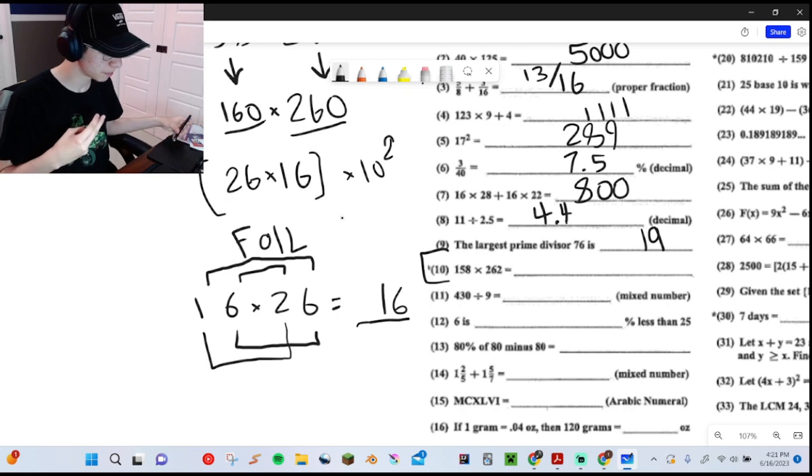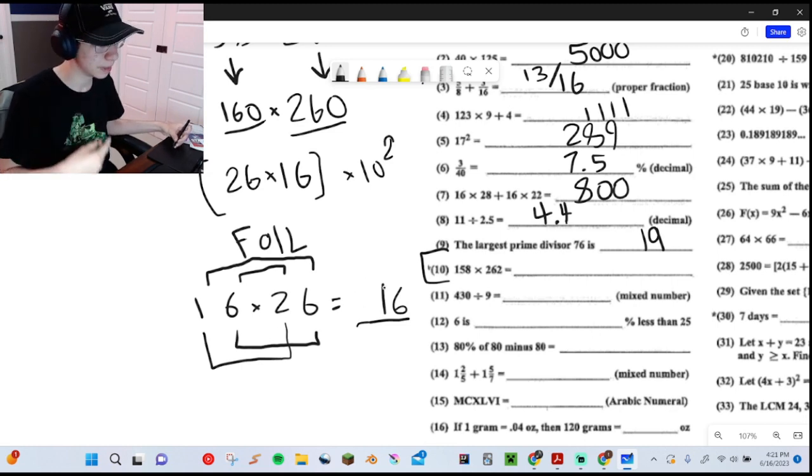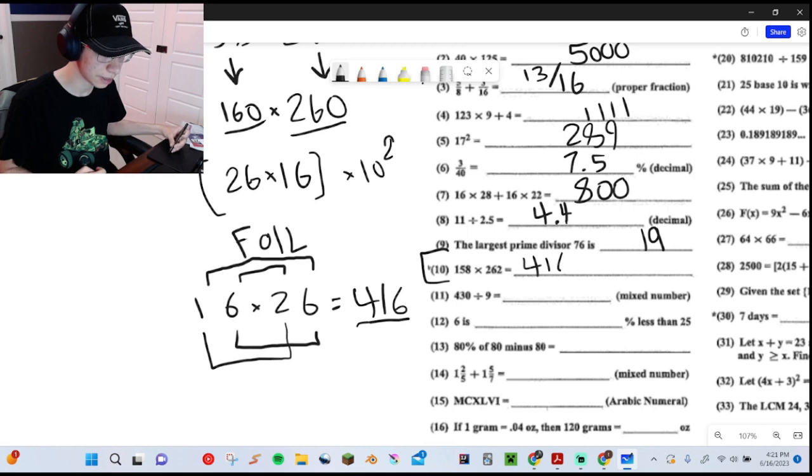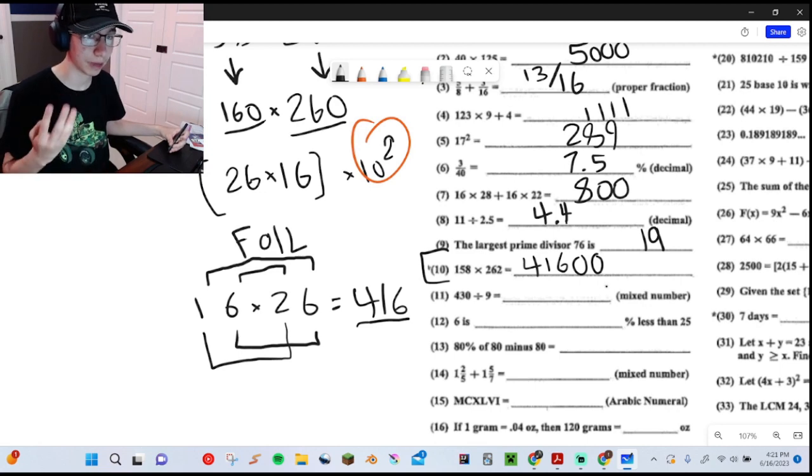And then lastly, I'm going to do 1 times 2. That's 2 plus the 2 I carried, it's going to be 4. So 416 is the product of 16 and 26. But I'm not done yet. If I can write down the 416 here, now I got to add back these two zeros and this factor of 100 that I took out earlier. And so I'll just do that by adding two zeros here at the end. And that's how we do number 10.